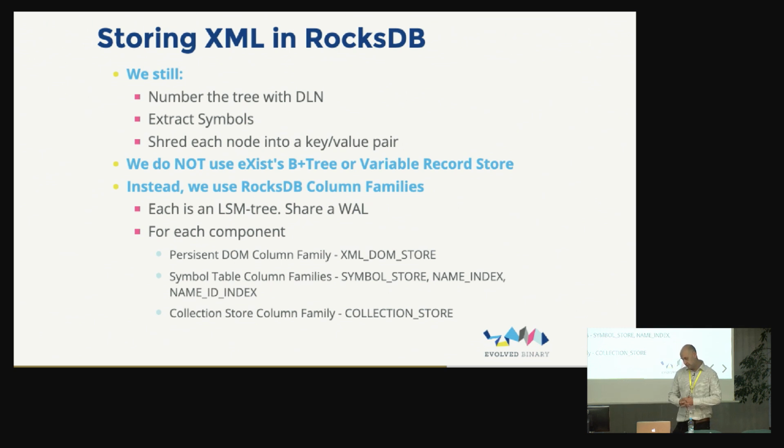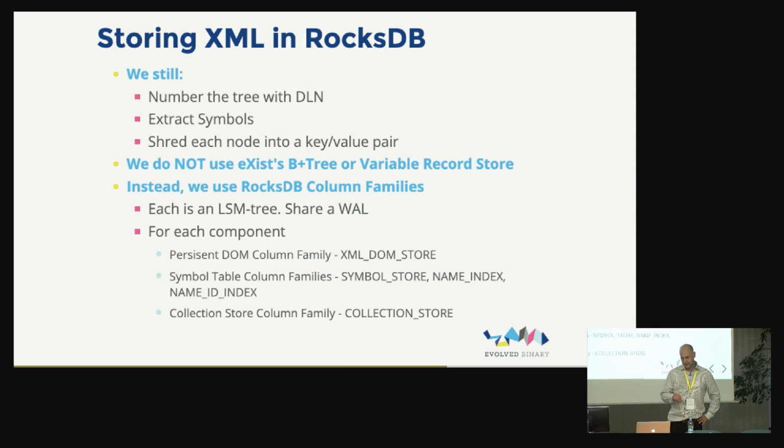So RocksDB has this concept of column families, which are basically little mini databases. So for the persistent DOM, we created a column family, a mini database. For the collection store, we created a mini database. And then for the symbol table, we created 3 mini databases, because we not only wanted the symbols, but we wanted fast lookups. So we have an index, which is another little mini database, and we have an inverted index for going the other way, another little mini database, or a column family.